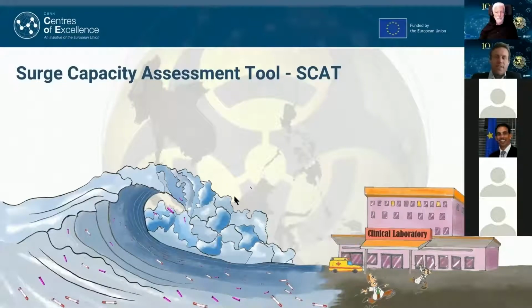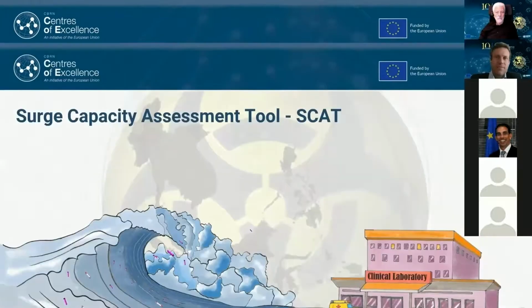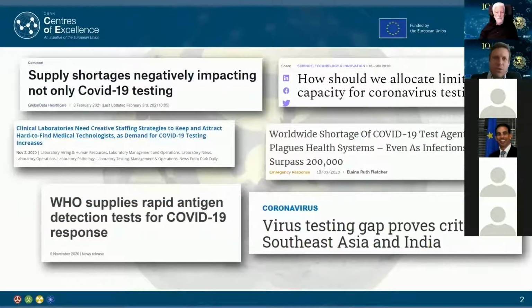Well, if you look at the past year, what kind of reports we have seen from all over the world is that supply shortages negatively impacting COVID-19 testing, but not only COVID-19, but also for other diseases. That also it has been very challenging to keep and attract staff because there's also a large burden on the staff in the laboratories. We've seen that there are novel tests being developed and that they're also being used by different laboratories. And also that the differences in testing capacities between countries can have an impact on how these countries can respond to this pandemic.